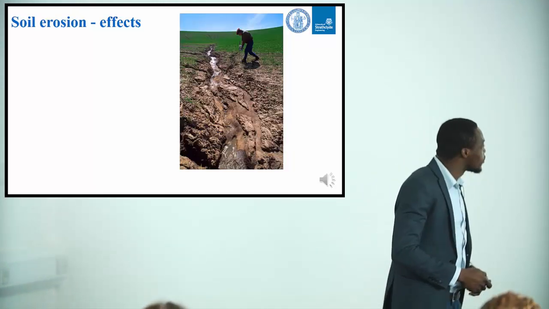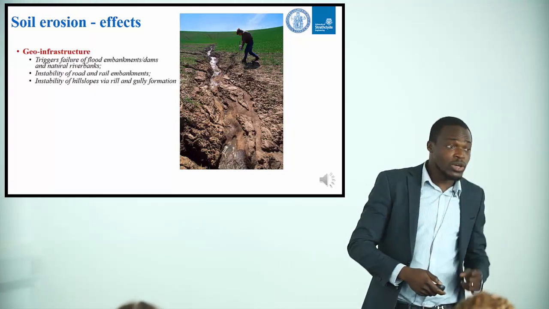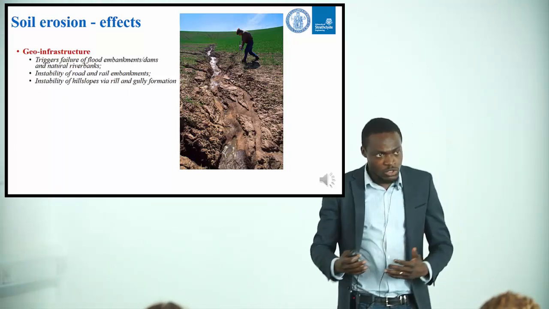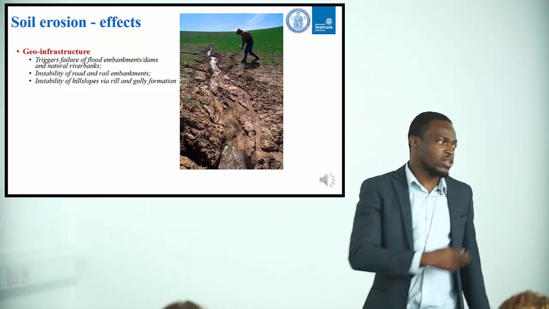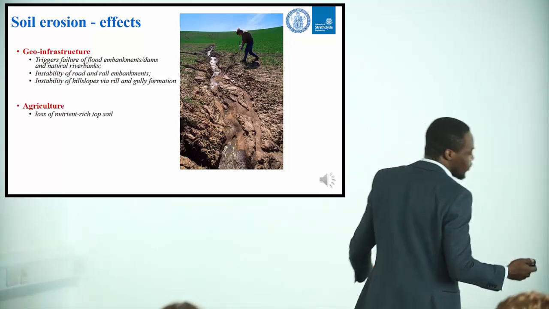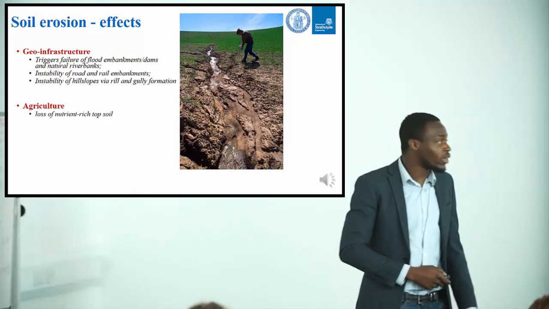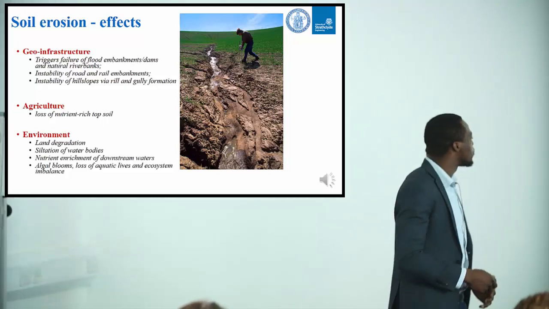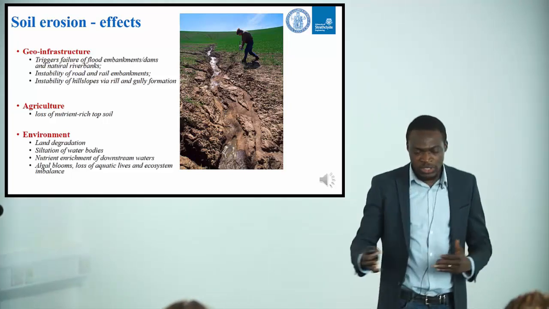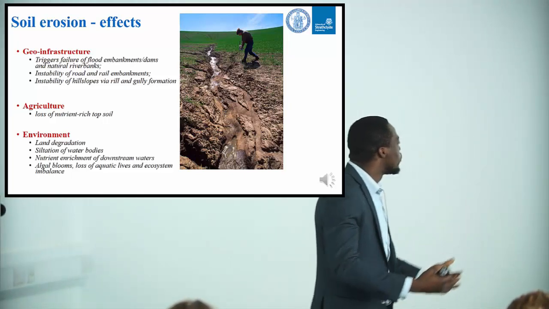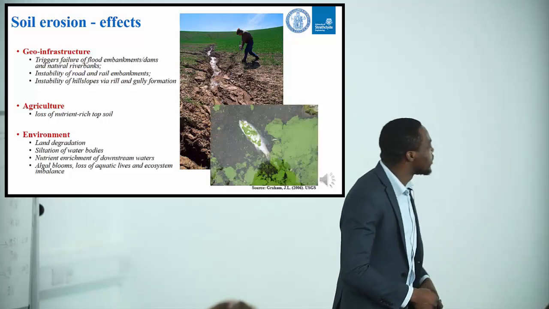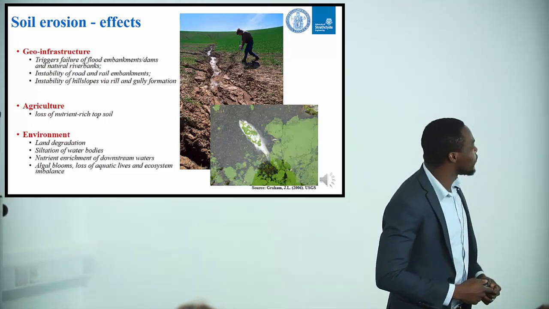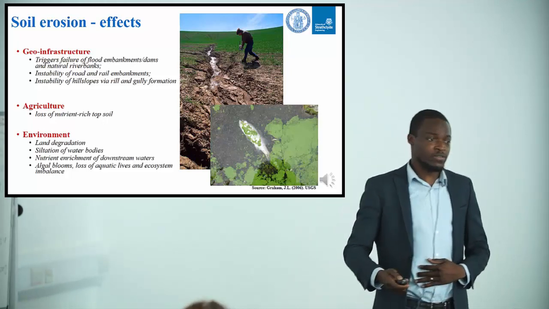And the effects of soil erosion cut across geoinfrastructure, agriculture, and the environment. For instance, in embankment dams, issues of instability are usually triggered by surface erosion. The beginning of all of this is surface erosion. In agriculture, the loss of the nutrient-rich topsoil means that we'll probably be having hunger in a very short time if nothing is done. Environmentally, the issue of land degradation comes into play, along with siltation of water bodies and nutrient enrichment in downstream water bodies, leading to the cascading ecological effects of algal blooms, loss of aquatic lives, fish kills, and general ecosystem imbalance. It is a very big problem.